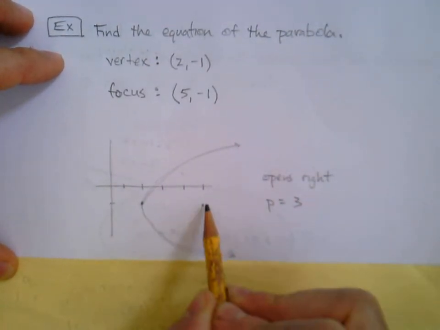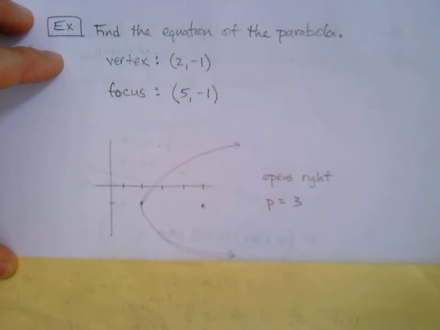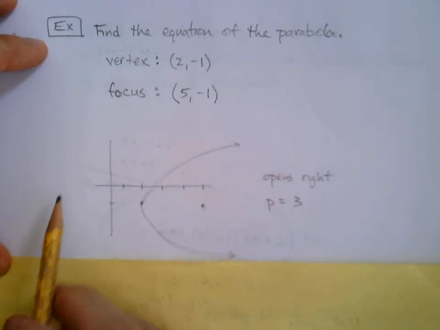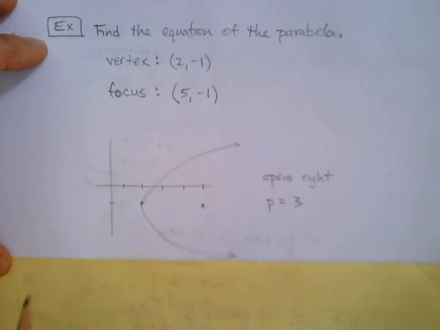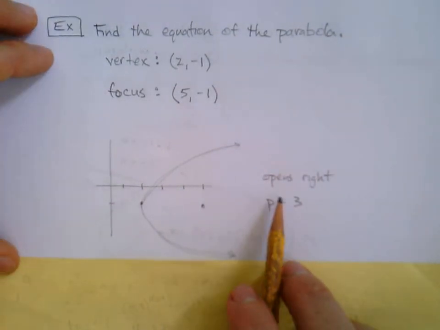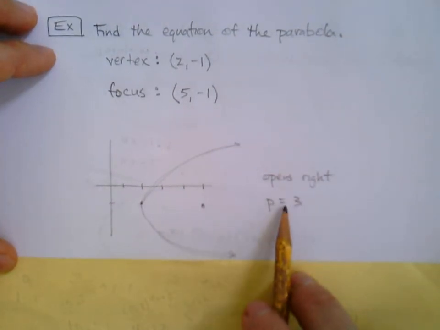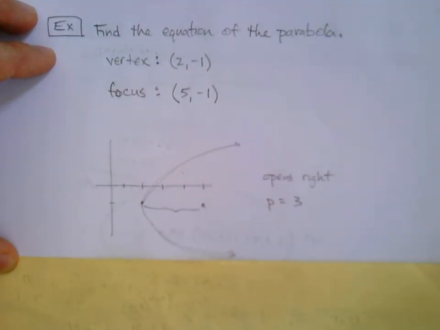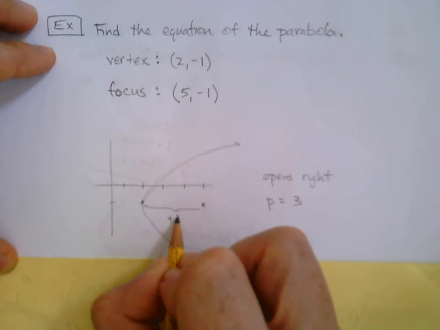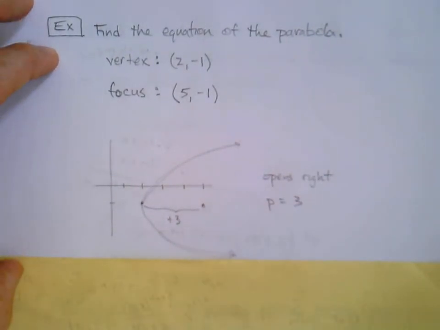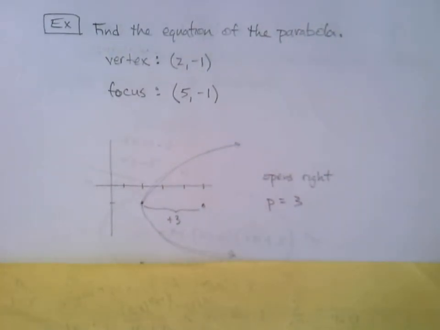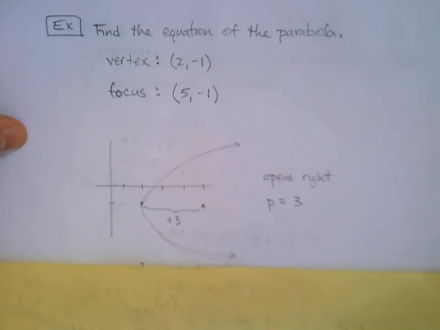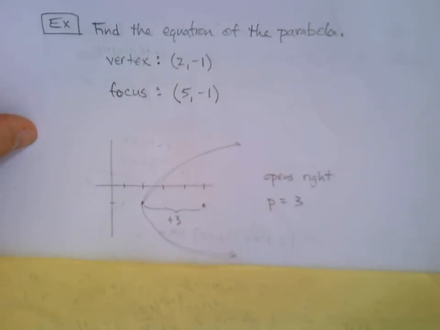That's a pretty awful drawing, but that'll work. It always opens towards the focus, which would mean the directrix is back here someplace. Okay, but we'll save that for later. So we know it opens to the right, and p is that distance right there. And if it's opening to the right, that's a positive distance. We added 3, right? So p is positive 3. And we really have a lot just from that.